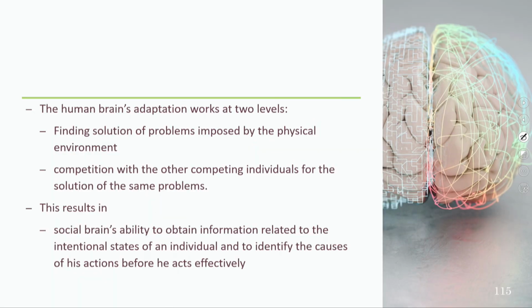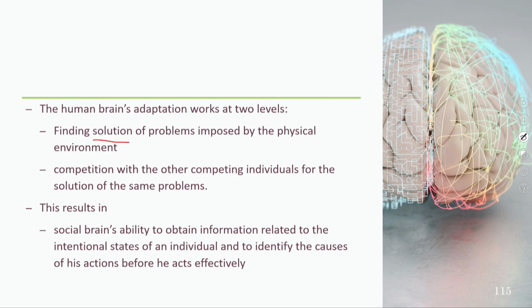So, the human brain's adaptation works at two levels. First and foremost, finding solutions to problems imposed by the physical environment; you have to find a solution for the problem you are in. Secondly, which is very interesting, is competition with other competing individuals for the solution of the same problem. Basically, the competition that we have with other people. That is how the society functions. We want to beat the other person to the same position, we want to score higher marks than my competitors, and so on and so forth. So, the adaptation of the human brain is based on these two things. Not only do we find solutions ourselves, but we need to find solutions before the other person does.